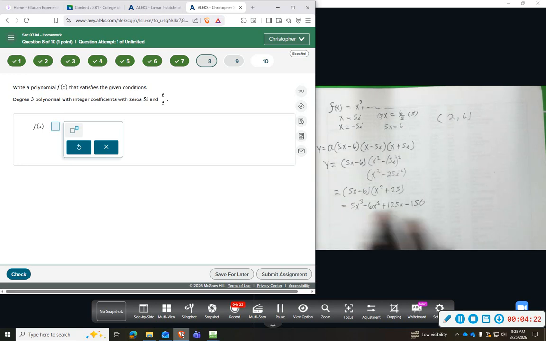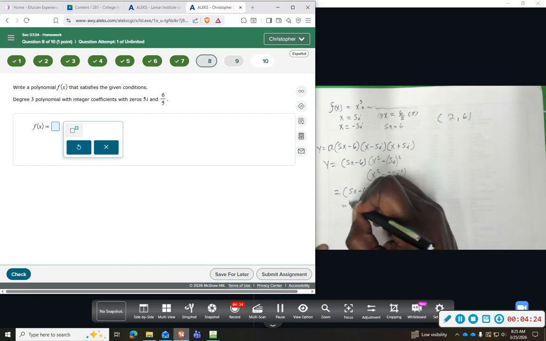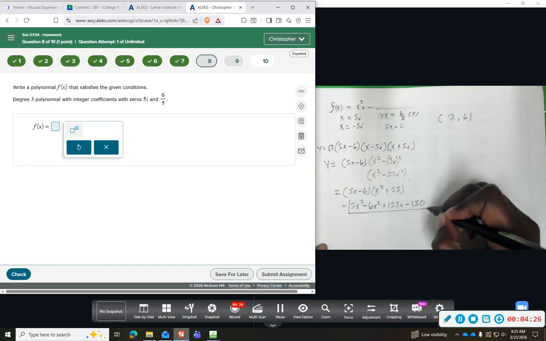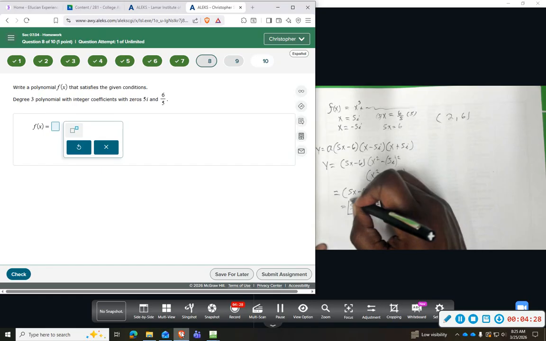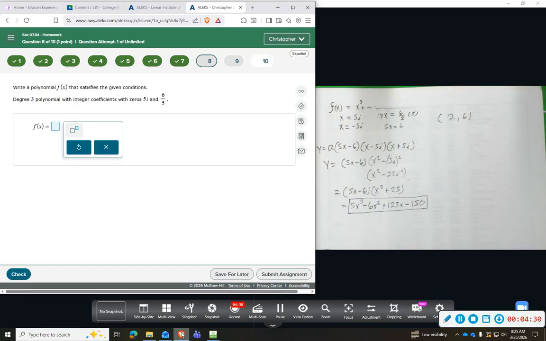Okay, so this is the basic form of a polynomial with the given zeros. Now, if we wanted, again, we could make it go through a specific point. We can multiply this by any number, but it has integer coefficients, whole numbers here, and we have a degree 3.